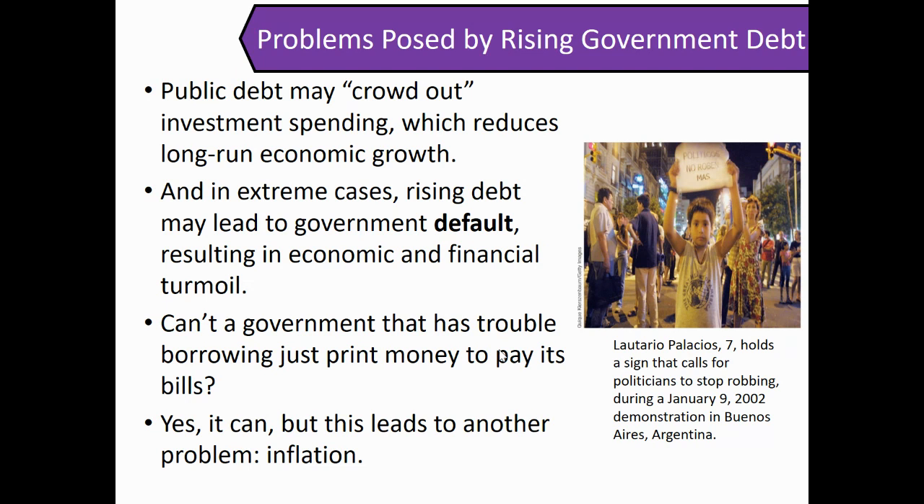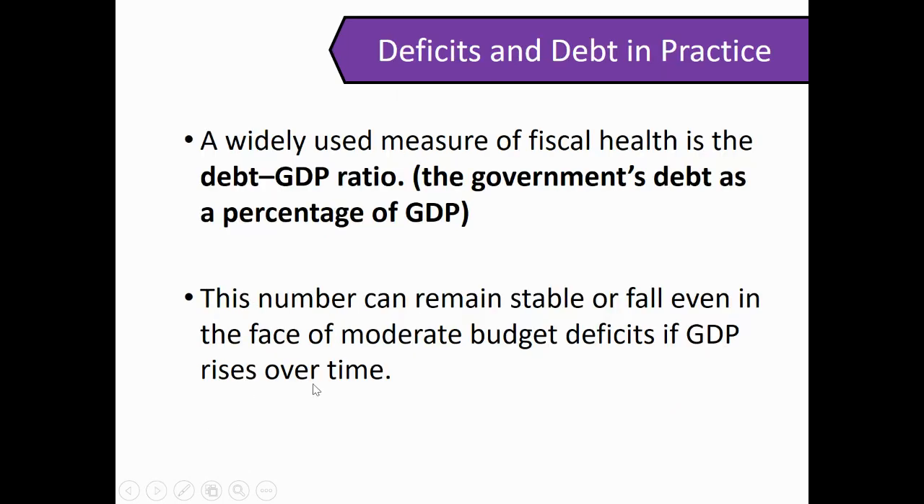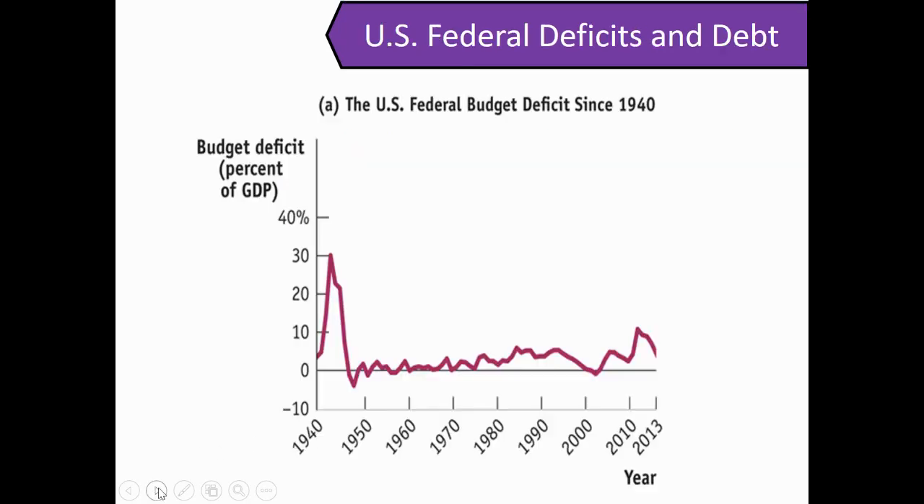Now, we can't just print money to pay off our bills, because what happens? We get huge inflation. That's not a good thing. So what we tend to do is look at our debt to GDP ratio, the government's debt as a percentage of our GDP. We look at that for the long term. The numbers essentially remain stable or fall with moderate budget deficits. It stays pretty consistent, and I have a couple of graphs that show that.